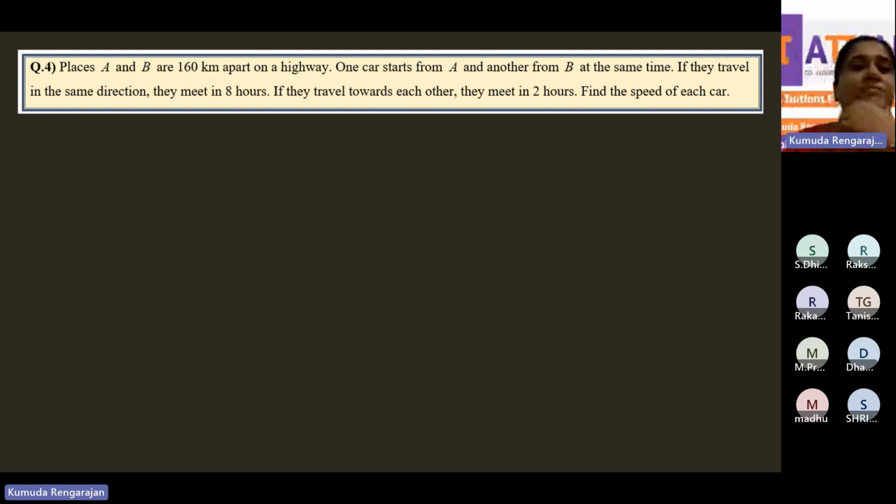Places A and B are 160 kilometers apart on a highway. One car starts from A and another from B at the same time. If they travel in the same direction, they meet in 8 hours. If they travel towards each other, meaning in opposite directions, they meet in 2 hours. Find the speed of each car.